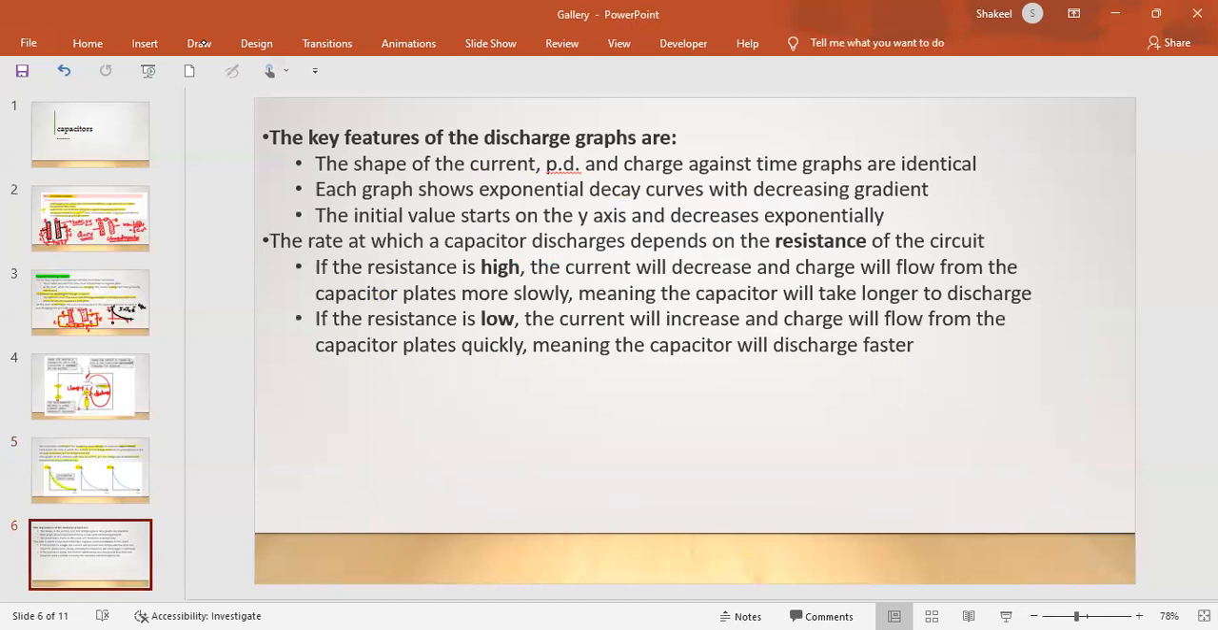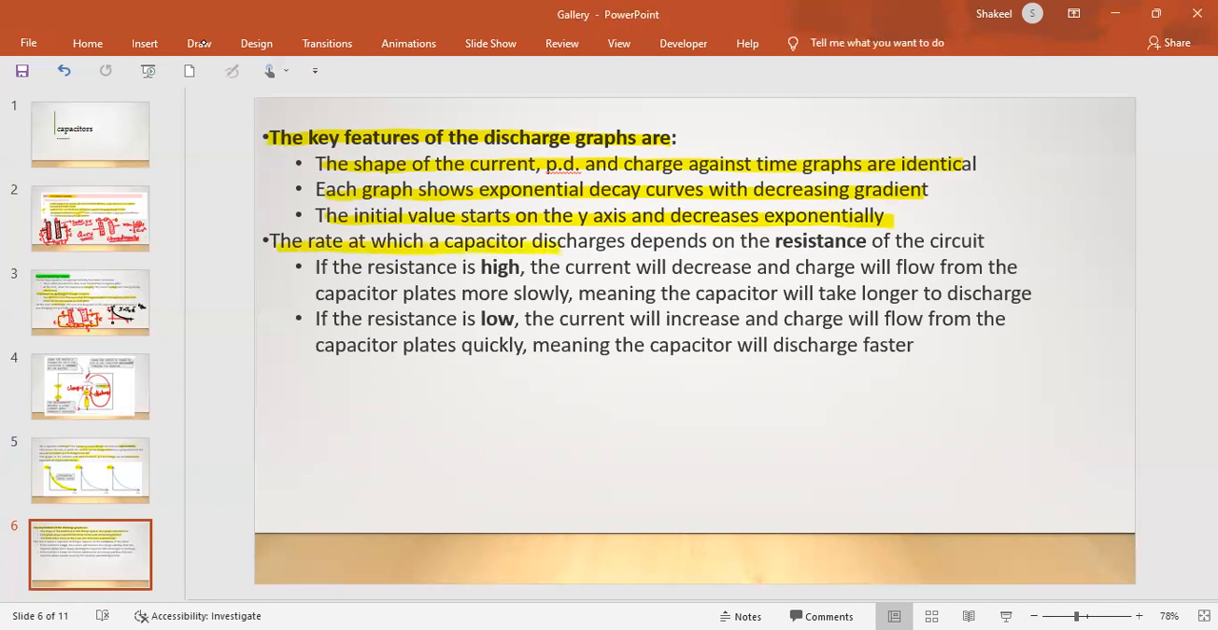So what are the key features of the graph? I have already told you, so just go through it. The shapes of the current, potential difference and charge against time graphs are identical. Each graph shows an exponential decay curve with decreasing gradient. The initial value starts at the y-axis and decreases exponentially.